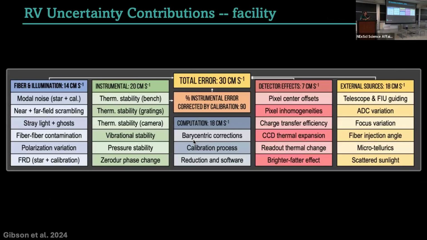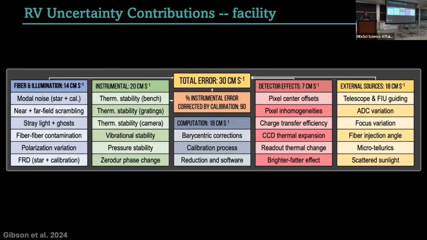The uncertainty contributed by the instrument is often broken down into aspects about the stability, both thermally, vibrationally, and with regards to pressure of your RV spectrograph, things about how your calibration is working, things about the detector itself, pixel offsets or pixel tracking. For modern day instruments, we're aiming for error budgets across the whole instrument of something like 30 to 40 centimeters per second. That's what's being achieved with the most recent generation.